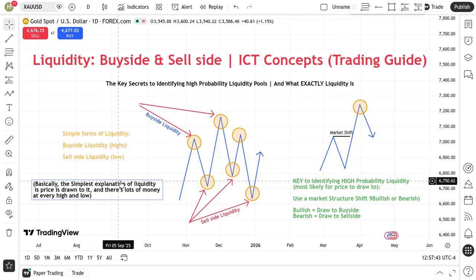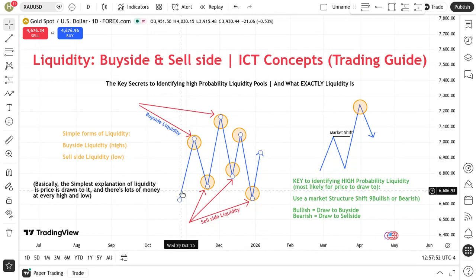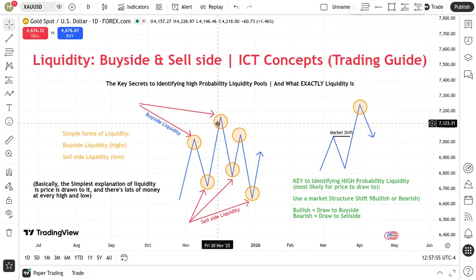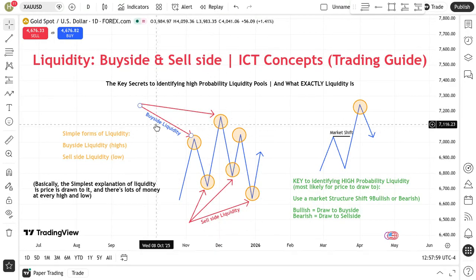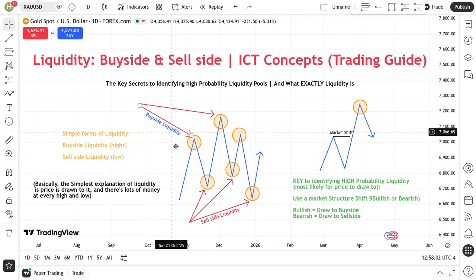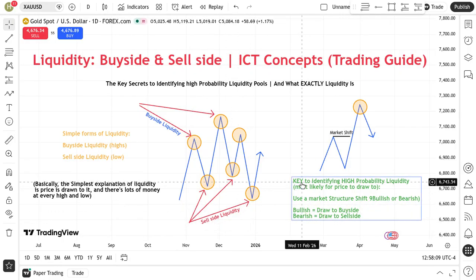Basically, the simplest explanation of liquidity is price is drawn to it, and there's lots of money at every high and low. So if we look at the simple explanation right here, we see we have highs, these three highs, and these three lows. These three highs are identified as buy side liquidity. These three lows are identified as sell side liquidity. Now remember, the key to identifying high probability liquidity is basically where we're most likely for price to draw to.